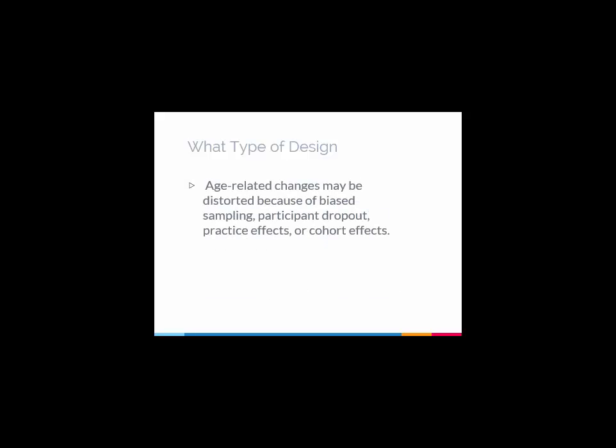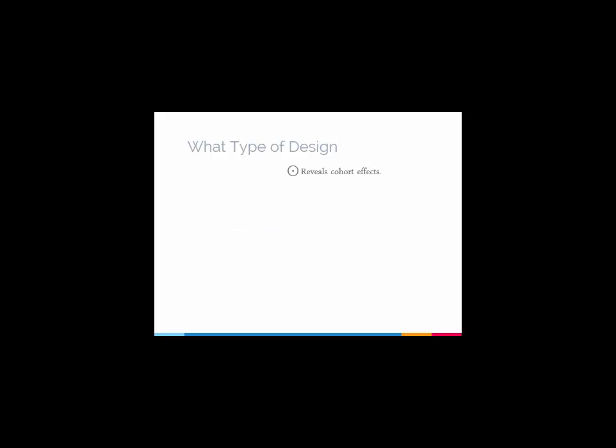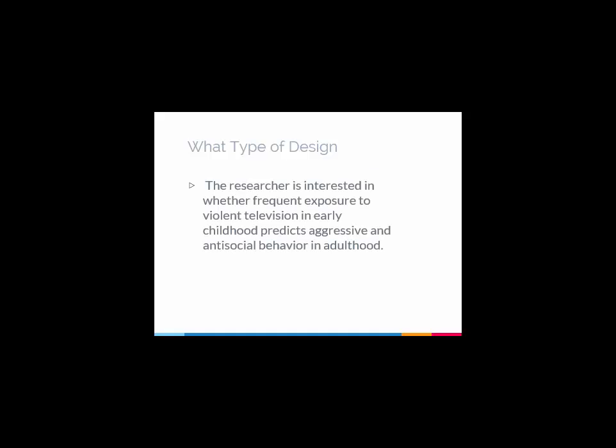How about this one? Age-related changes may be distorted because of biased sampling, participant dropout, practice effects, or cohort effects. This is a longitudinal design. How about this? It reveals cohort effects. It's a sequential design.